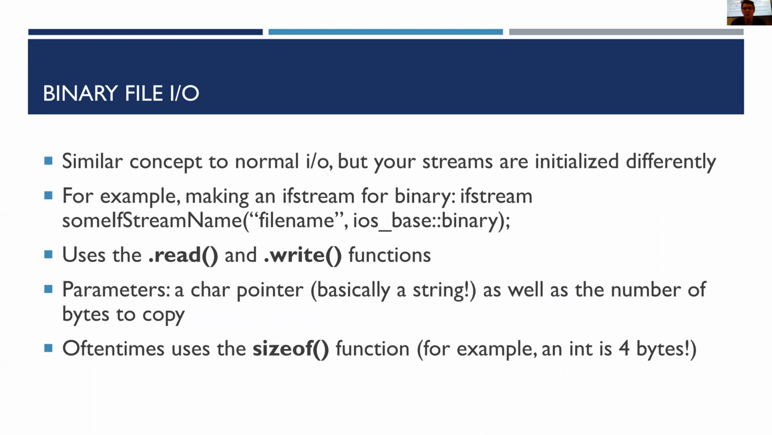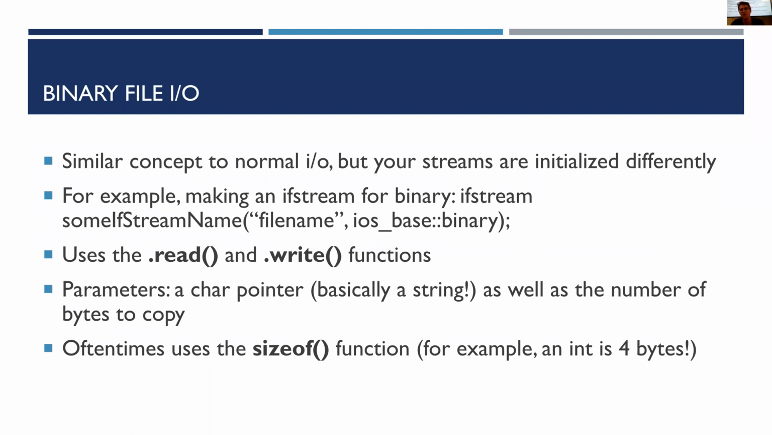It's really similar to normal IO, but if you try opening a file that's written in binary, you're going to look at it and think, what the heck is this? Because you're not going to know what it says at all. Normally, when you declare an ifstream or ofstream, you would have the file name and that's it. But for binary file IO, you add another parameter, ios::binary, to say that you're reading and writing in binary. And then you're going to use the read and write functions.